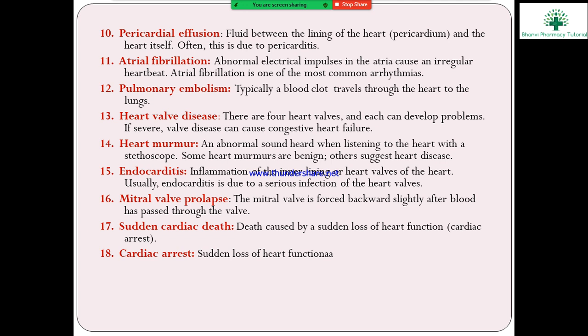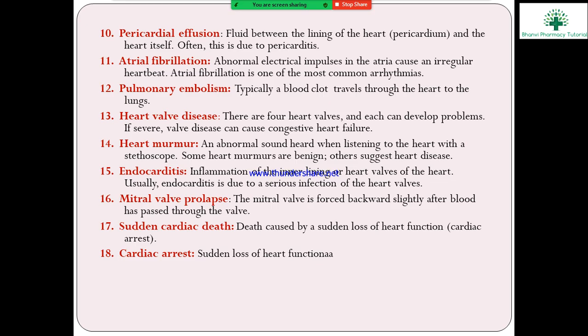Next, pulmonary embolism. What is pulmonary embolism? Typically, a blood clot travels through the heart to the lungs, through the pulmonary veins and pulmonary artery. That happens in pulmonary embolism. Next, heart valve disease. There are 4 heart valves, and each can develop problems. Severe valve disease causes congestive heart failure.